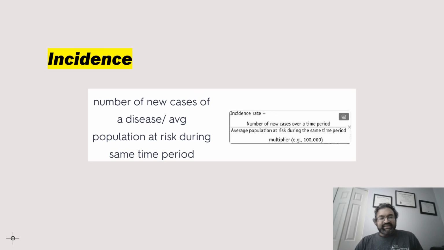So the incidence is the number of new cases of a disease divided by the average population at risk. So new cases is the key here. So if you can see whatever is provided here, that is the number of new cases again. So this is important to note.